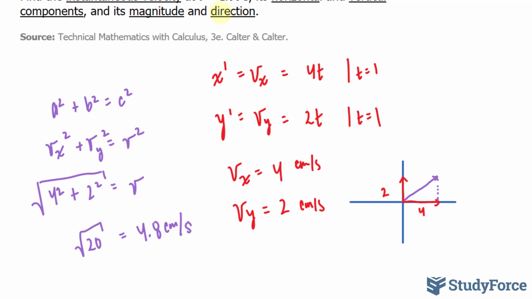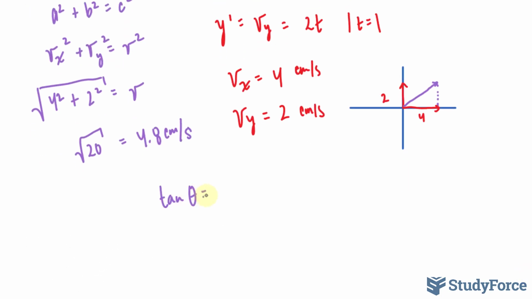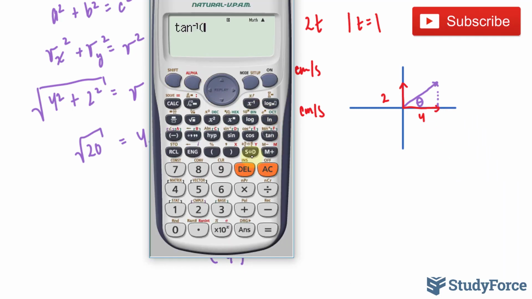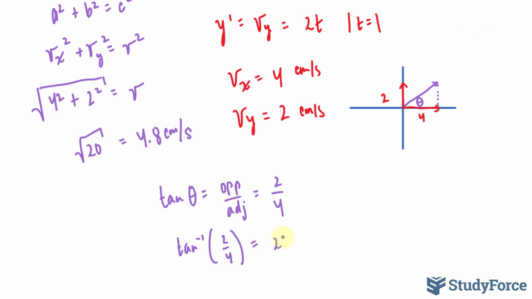We're also expected to find the direction. That represents the magnitude. The direction we can find using a trigonometric function, namely tangent. Tangent theta is opposite over adjacent. Our opposite is 2, our adjacent is 4. This is the angle we're looking for. Taking the inverse tangent of that ratio, using our calculator, inverse tangent of 1 over 2 gives us 26.5 degrees. And that's it.